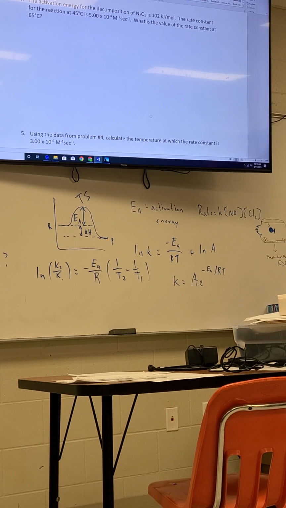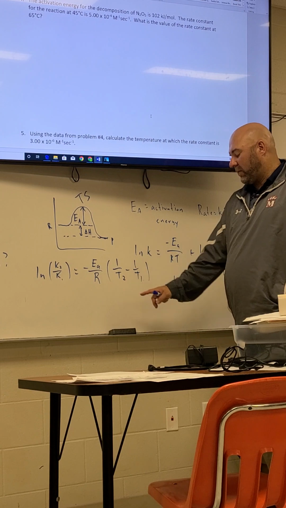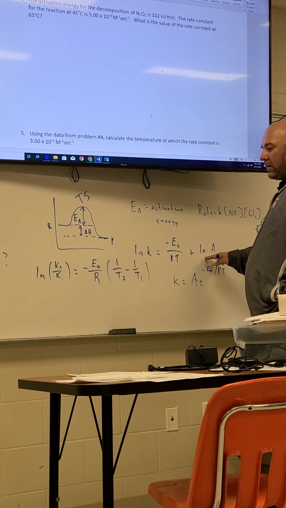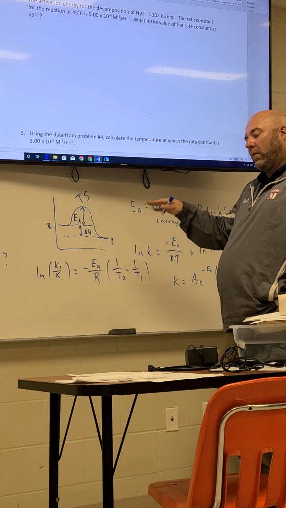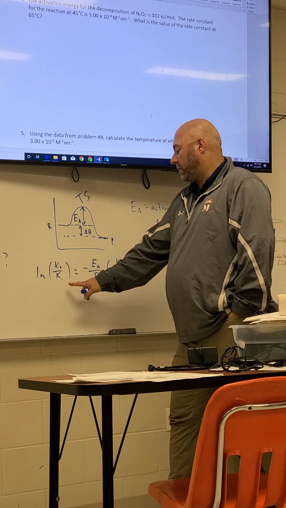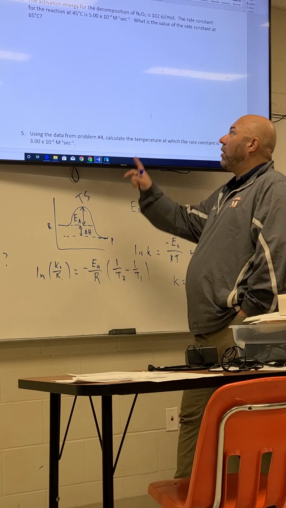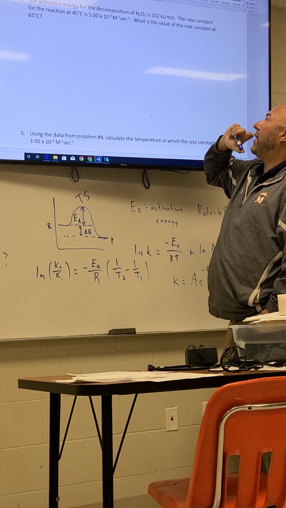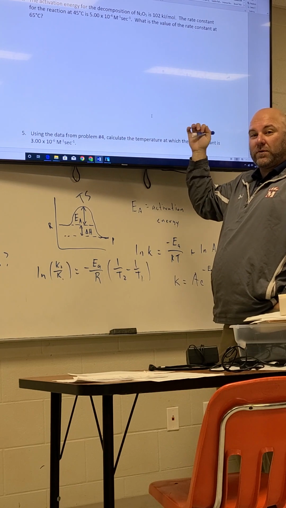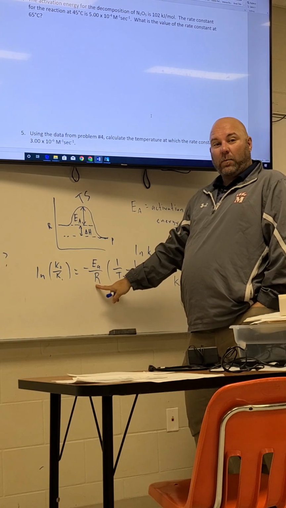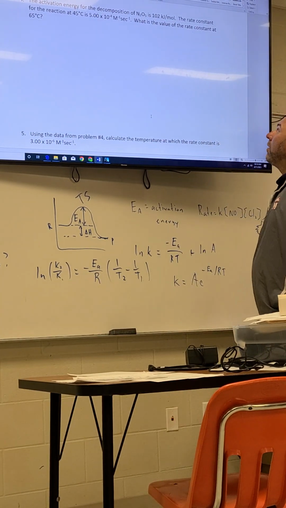So we can compare temperatures, right? I can't remember if this is 2 and 1 or 1 and 2. Anyway, if I consider two different temperatures, I can get rid of this constant because it's going to be the same for both. So I can do the natural log of K2 divided by K1 is equal to the negative E sub A over R. Our E sub A is going to be 102, but we have to put that into joules. So 102,000. And then R is going to be 8.314.